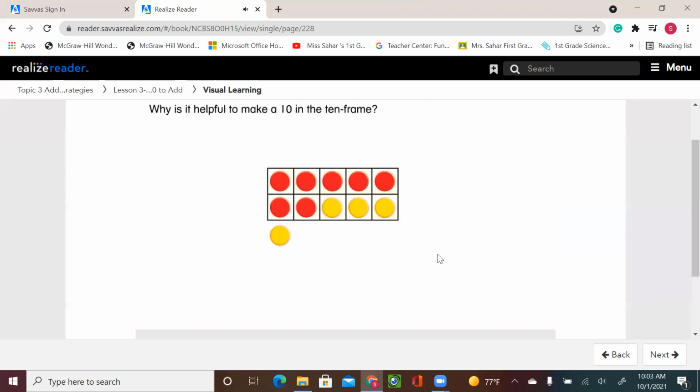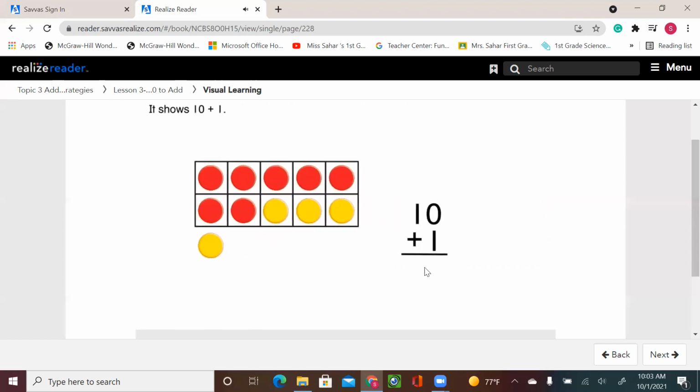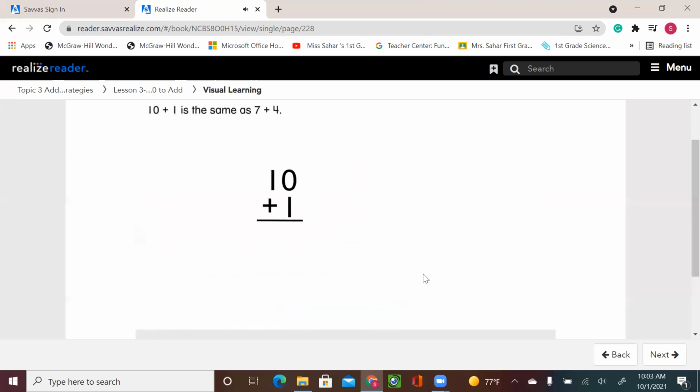Why is it helpful to make a 10 in the 10 frame? You know how to add with 10. What addition problem does the 10 frame show now? It shows 10 plus 1. 10 plus 1 is the same as 7 plus 4. What is the sum of 10 and 1? The sum is 11.